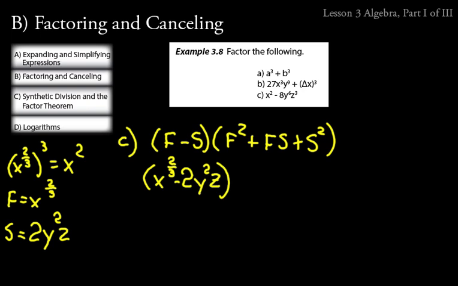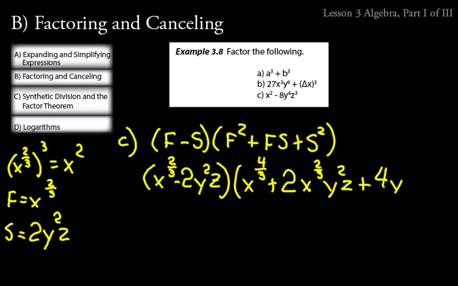parentheses, first term squared, x to the 2/3 times x to the 2/3, that'd be 2/3 plus 2/3 is 4/3, x to the 4/3, plus first term times the second term, and let's actually just move things around. We have that 2, the numerical coefficient. Let's put that first. 2x to the 2/3 y squared z, and then plus the second term squared, so that would be a 4y to the 4th z squared.